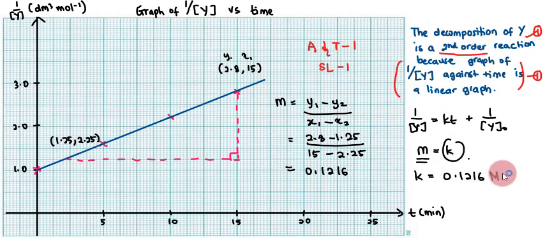So the units of K, order dia adalah second order. So unit dia adalah per molar per minutes. Awak boleh gunakan per molar per minutes ataupun kalau nak ikut this units, awak boleh kata unit dia adalah 0.1216 dm to the power of 3 per mole per minutes. Okay, so ini adalah dia punya units of K. So that's it.